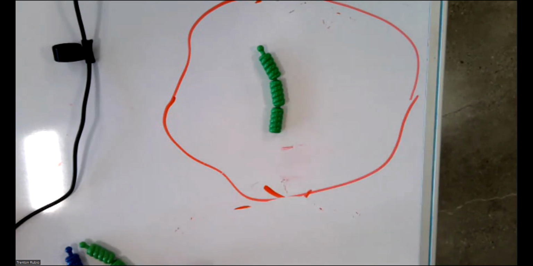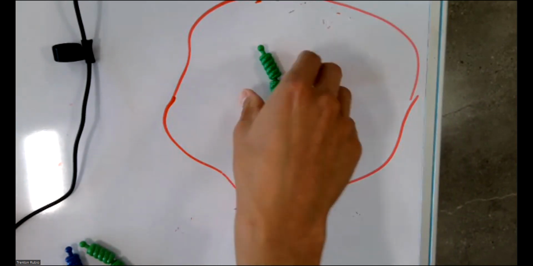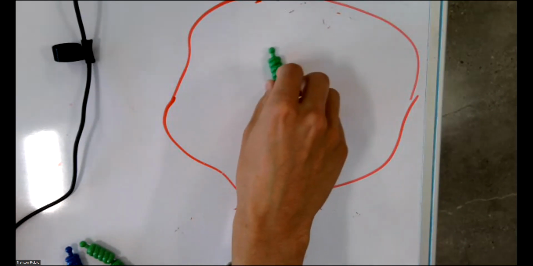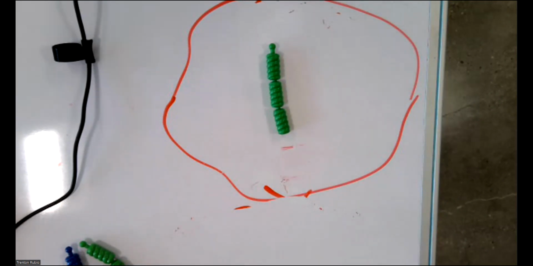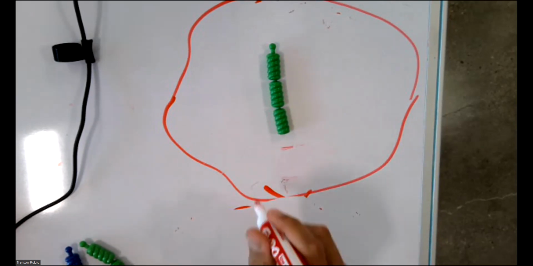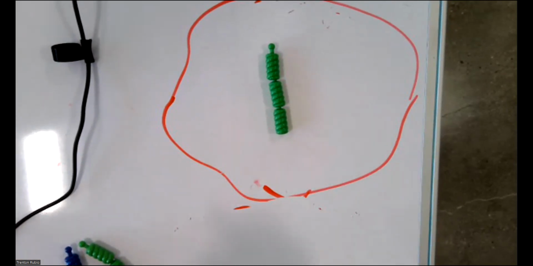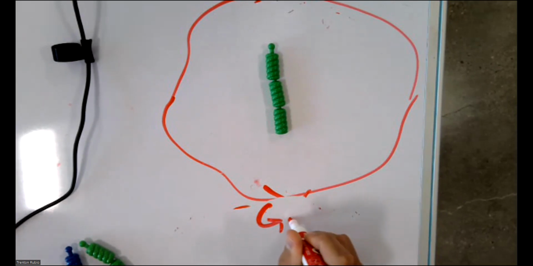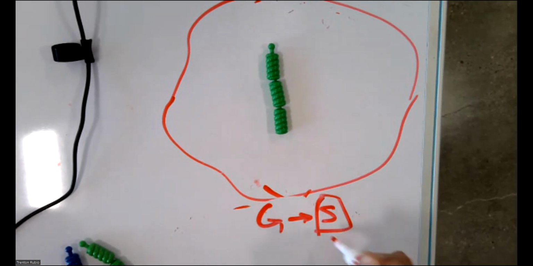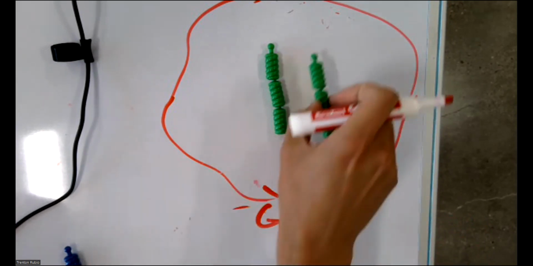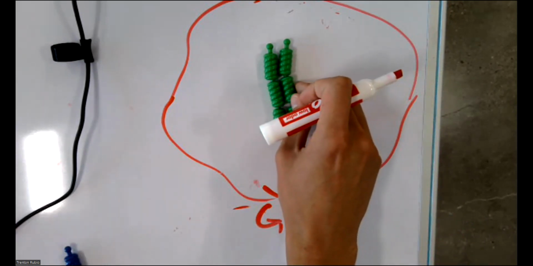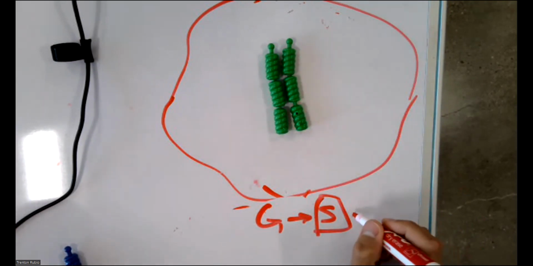How many chromosomes? Well, to answer this question, it might help to think about this. First off, let's start with this cell, and let's say this cell is at the beginning of interphase. The first thing the cell's got to do is go through G1, then it goes to S phase, and in S phase the DNA gets duplicated, right? So here's my chromosome now. Now I'm in S phase.